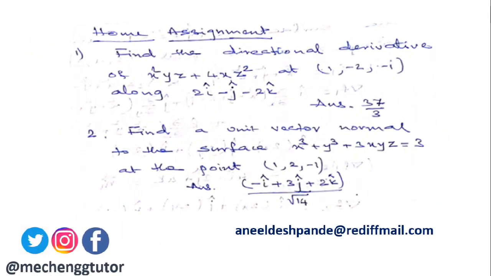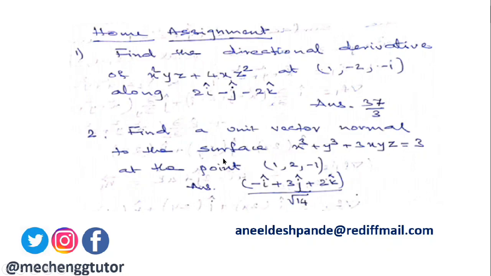Friends, I have just given 2 problems as a home assignment. If you have followed these 4 problems, just give a try to solve these sums, and I have also given the answers for this, and you may send your solution to this email ID, anildeshpande@rediffmail.com. So the first problem is: find the directional derivative of x square yz plus 4xz square at (1, -2, -1) along 2i minus j minus 2k. Answer, you should get 37 upon 3.